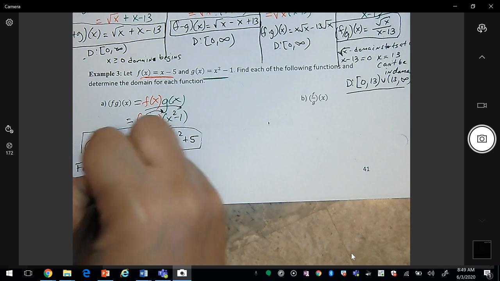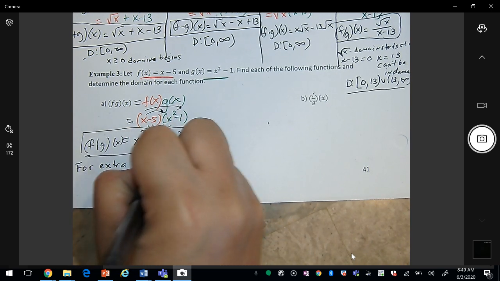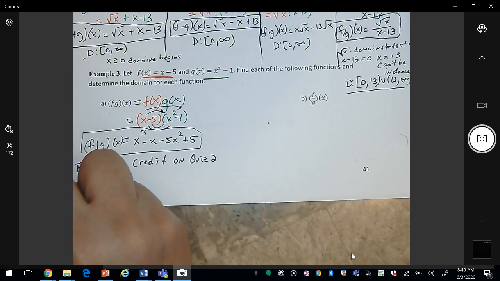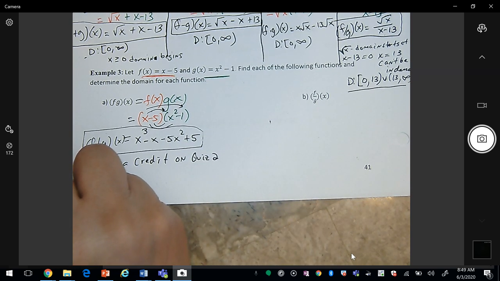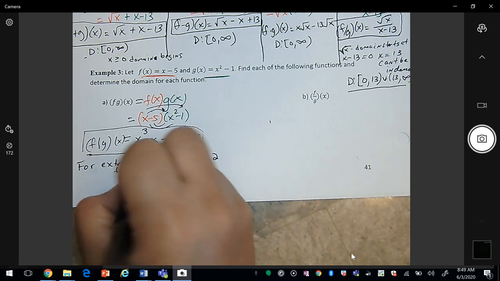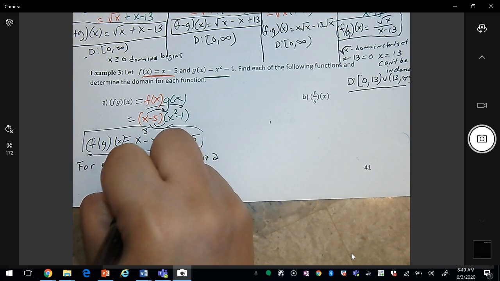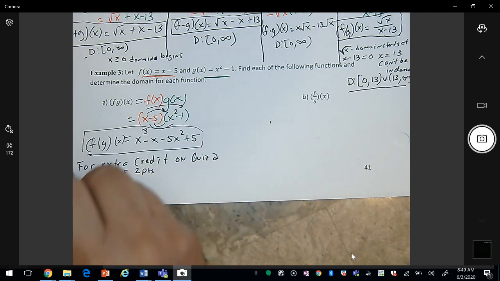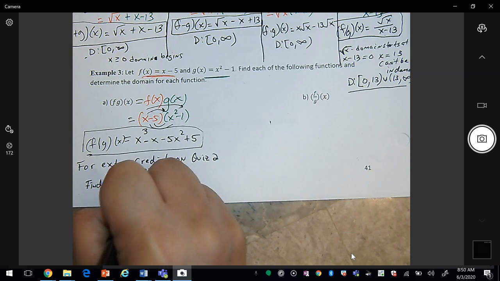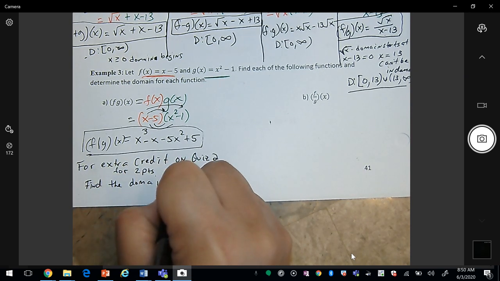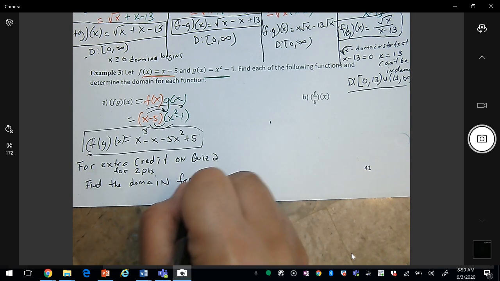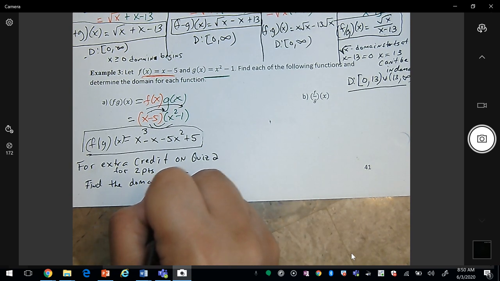So for extra credit on quiz 2, I'm going to say for 2 points on quiz 2, find the domain. For A, we'll just find the domain.